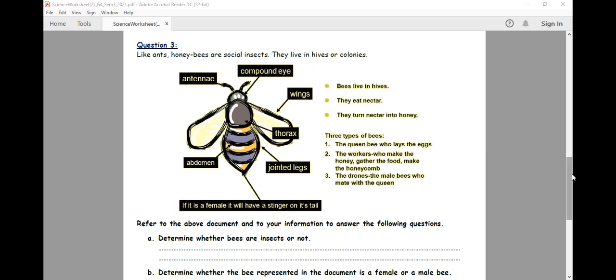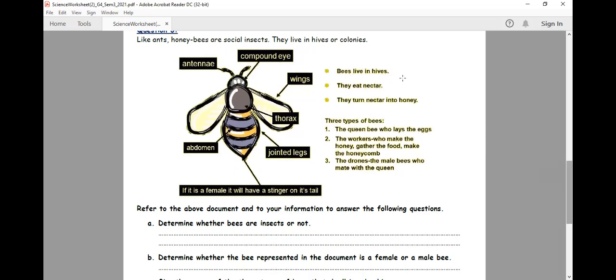This is a honeybee. Bees live in hives. They eat nectar. They turn nectar into honey. There are three types of bees. The queen bee, who lays eggs. The workers, who make the honey, gather the food, and make the honeycomb. And we have the drones, which are the male bees who mate with the queen.